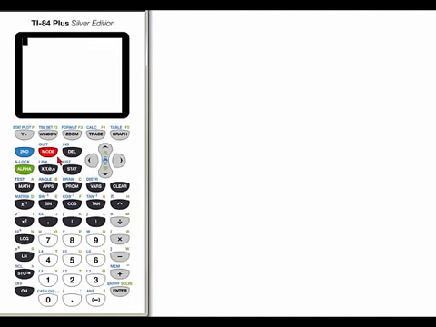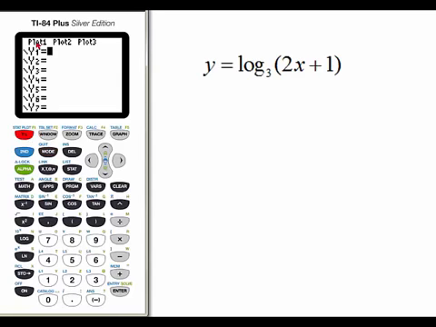And now we would like to graph the function y equals log base 3 of 2x plus 1. Select y equals. Make sure that all of these plots are not highlighted, and they're not. And we'll go ahead and input the function. So we'll start out by selecting the alpha key and then the window key. And that pulls up this menu here. And you want to select number 5.